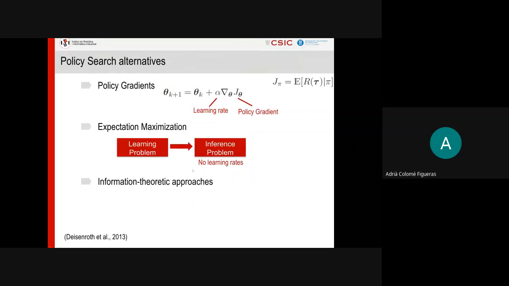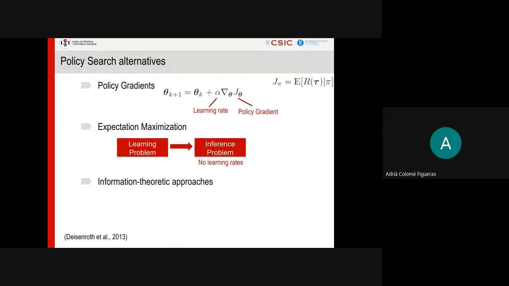And policy search methods can be divided into three main groups. One of them is to use policy gradient methods, in which we compute the gradient of this J here with respect to the policy parameters, and then we update the policy by doing a step in the direction of this gradient. There is also a lot of literature regarding how to compute these policy gradients, how to make them unbiased, how to make them the best for learning the policy, also about learning rates. And actually policy gradients were also very popular for deep reinforcement learning, and are still very popular for deep reinforcement learning.